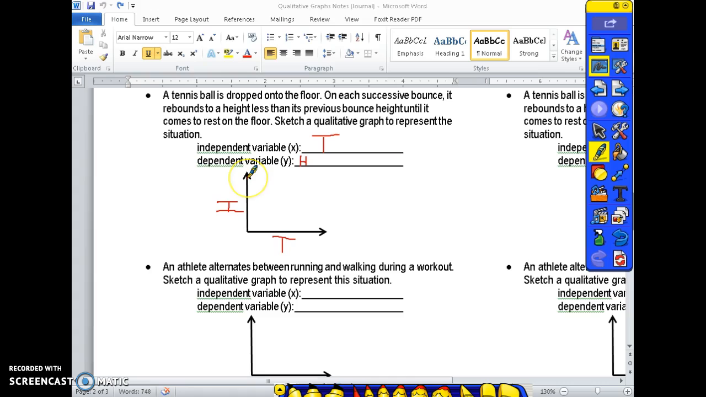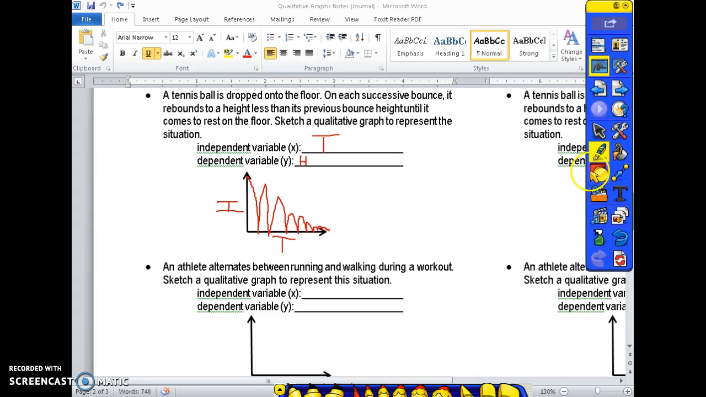When we drop the ball, we're dropping from a height up here. It's going to bounce down, hit the floor, and come back up to a height less than its previous bounce height. So each time it comes up, it's not going to be quite as high until eventually, you know that whenever you drop a ball, it starts to go faster and lower to the ground until it comes to a rest.